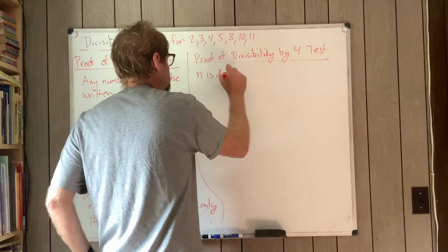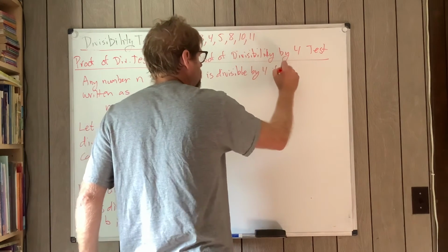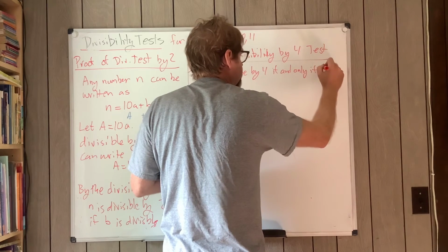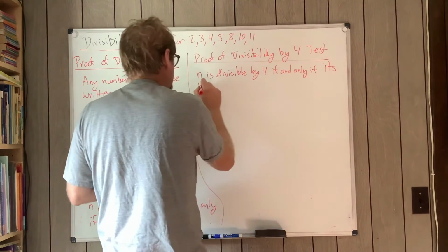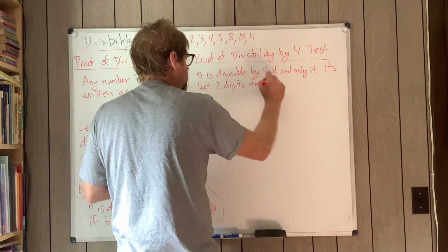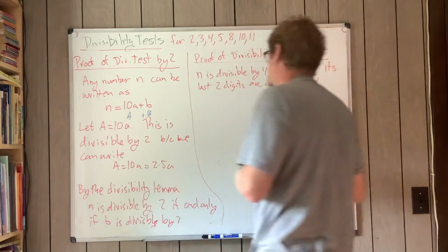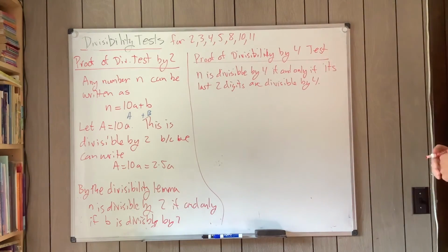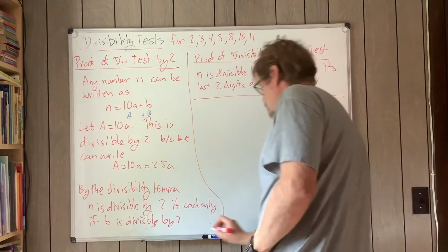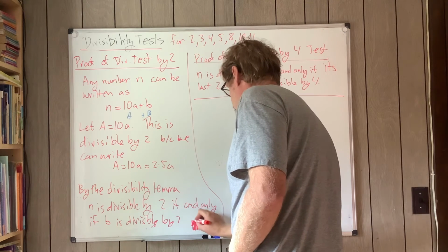n is divisible by 4 if and only if its last 2 digits are divisible by 4. Okay. Oh, sorry. One of the things I didn't do earlier: I like to do a little box, fill in the box when we finish a proof.